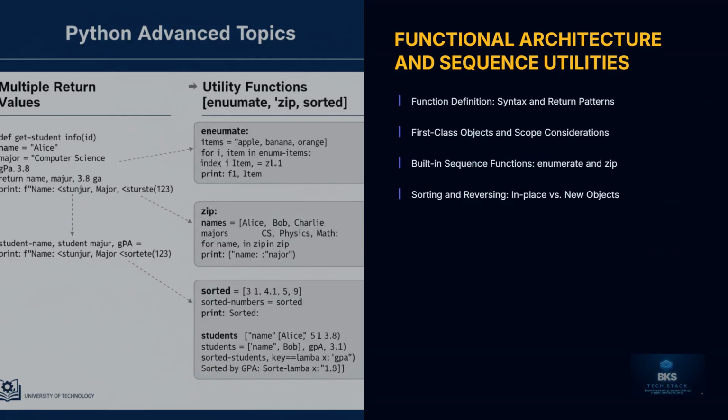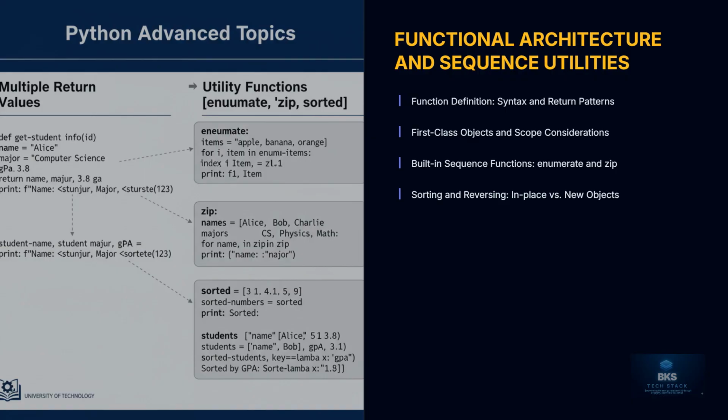Functions are the primary method of code organization in Python. Defined using the def keyword, they are first-class objects, meaning they can be passed as arguments to other functions. A key architectural consideration is the return value. If no return is specified, the function implicitly returns None. Python also supports multiple return values by packing them into a tuple, as seen in our profile function example.